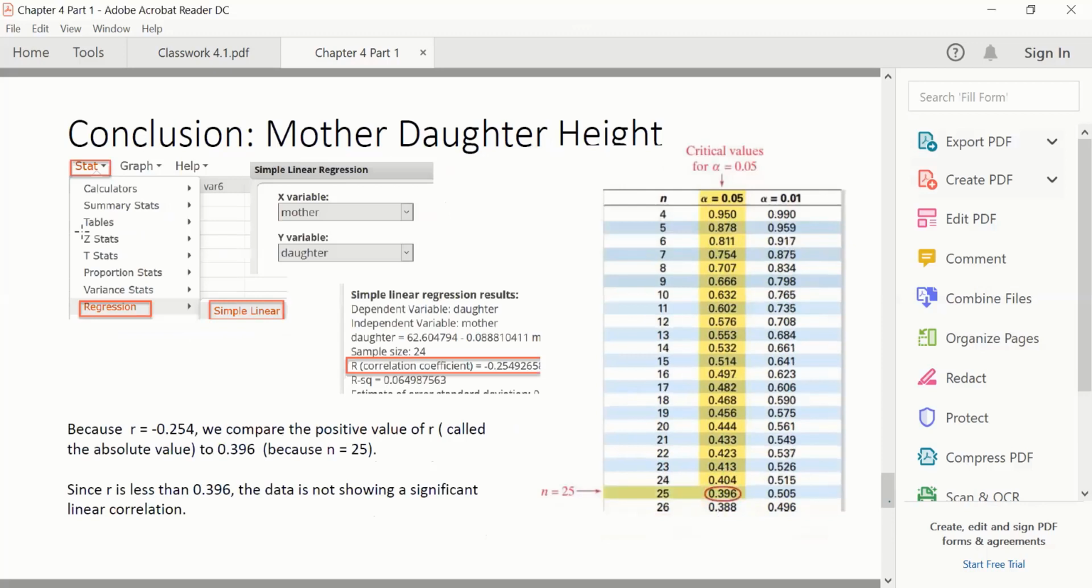So this is how we find the regression. I'm going to come back to this in a second. I'm going to show you live how we do that.